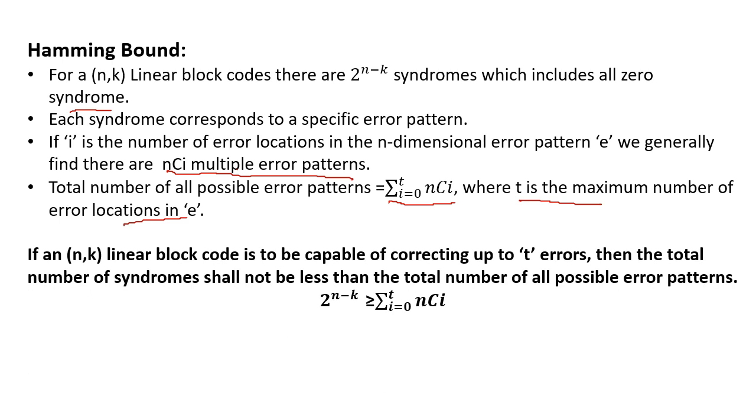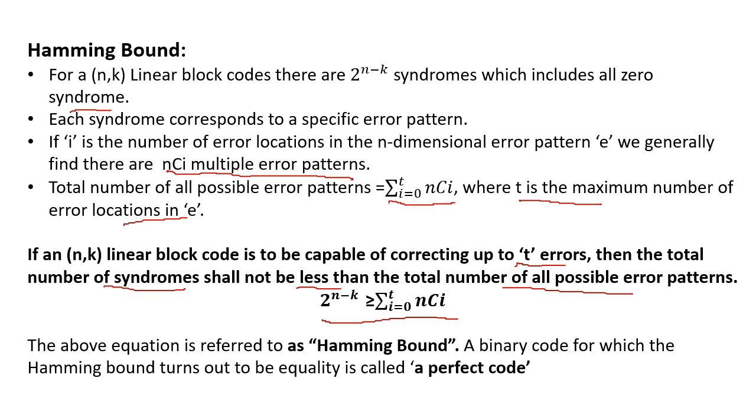Therefore, we can conclude that for an (n, k) linear block code, if it is capable of correcting up to t errors, then the total number of syndromes shall not be less than the total number of all possible error patterns, which is given by 2^(n-k) should always be greater than or equal to summation i = 0 to t of nCi. This particular equation is called the Hamming bound. A binary code for which the Hamming bound turns out to be an equality is called a perfect code.